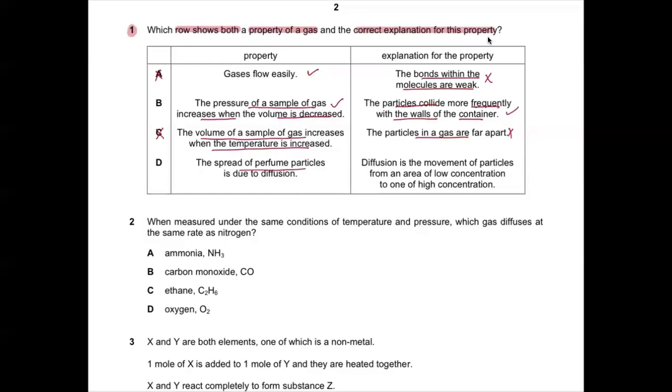The spread of perfume particles is due to diffusion. Yes, diffusion is the movement of particles from an area of low concentration to the area of high. No, it moves from the area of higher concentration to the area of lower concentration. So D goes wrong, and so B is the correct answer.